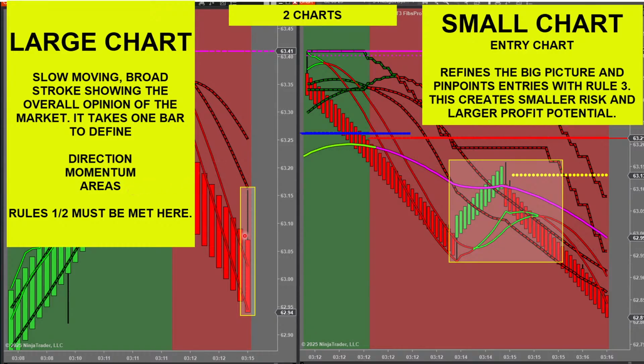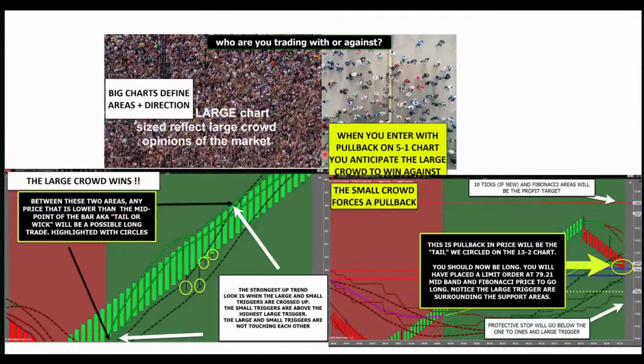And when the rules are true, we're going to go to a small chart, a faster chart. And this is where you'll see that little fight that always seems to happen when a trend is established. You're going to use the smaller chart to define your entry. Rule number 3 is very specific. You will call your shots. This will allow you to reduce risk. This will also allow you to maximize your profit potential. The small chart is just an entry chart. It's going to get you in at the best of the best spot.